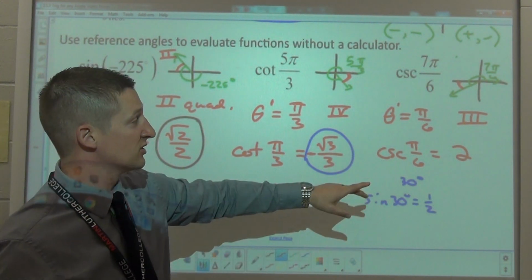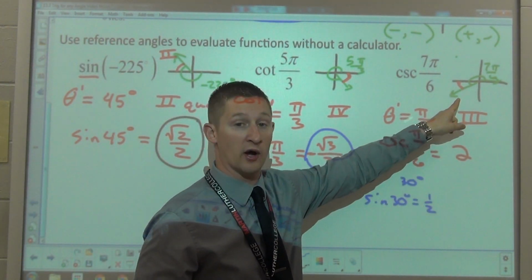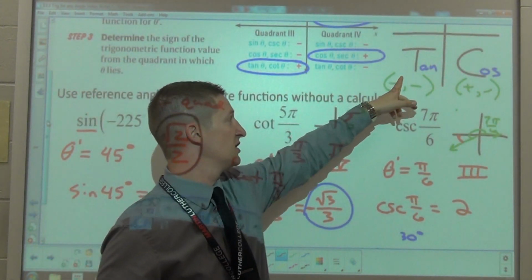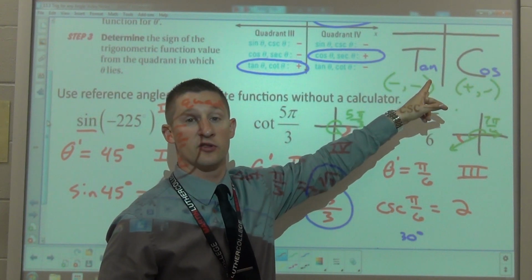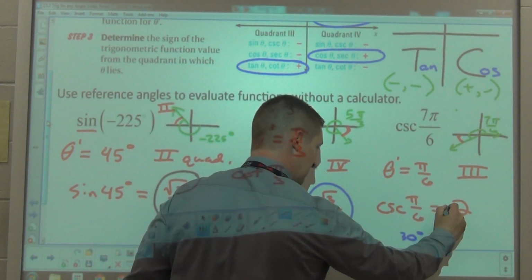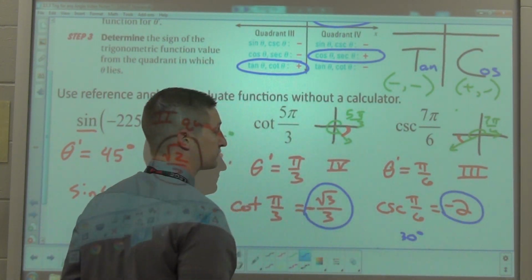Now, last thing to check is the sign of my trig value. So I'm in the third quadrant. In the third quadrant, well, All Students Take Calculus, T is for tangent. So tangent and cotangent are the positive ones. Everything else, like cosecant, must be negative. -2 is what we're going to end up with.